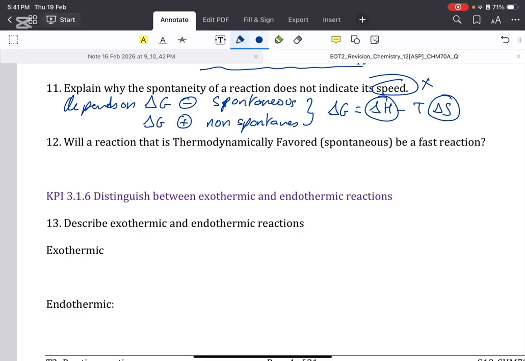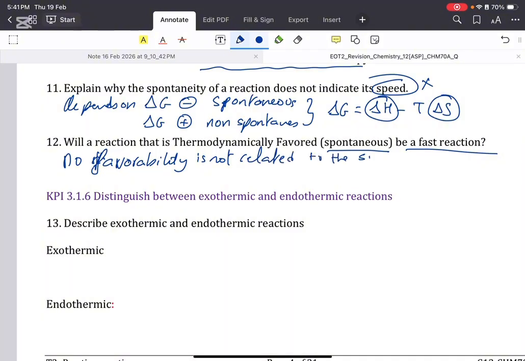Will a reaction that is thermodynamically favored, spontaneous, be a fast reaction? No, it is not related. Favorability is not related to the speed of a reaction. Okay, so I can have a very slow reaction and yet the reaction can be spontaneous.